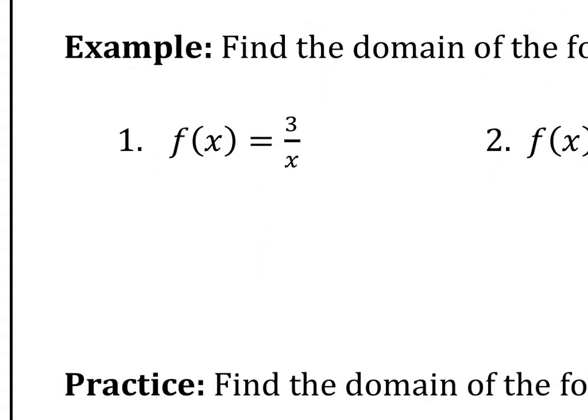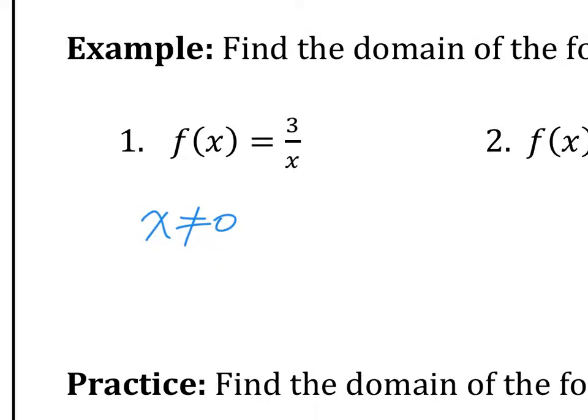First one, f of x equals 3 over x. What is the domain? When someone says, what is the domain, they're asking you 2 questions. What can x not equal to? What can x not equal to? 0, because there's a denominator, right? The denominator cannot be 0, so x can't be 0. All right, next.